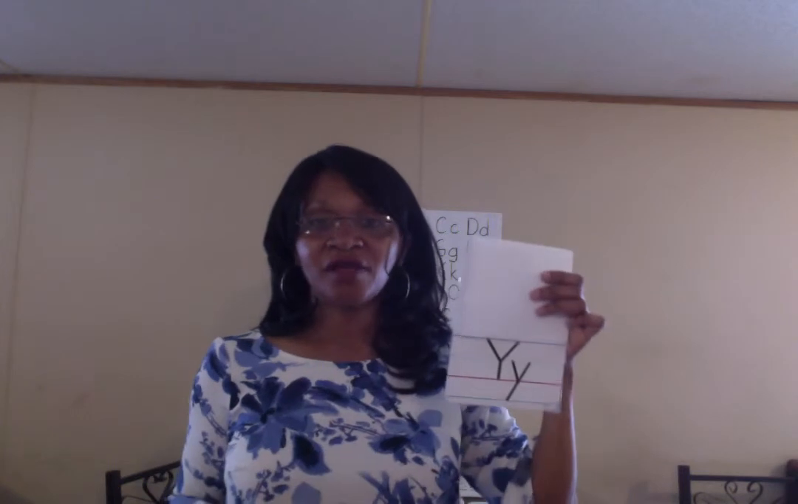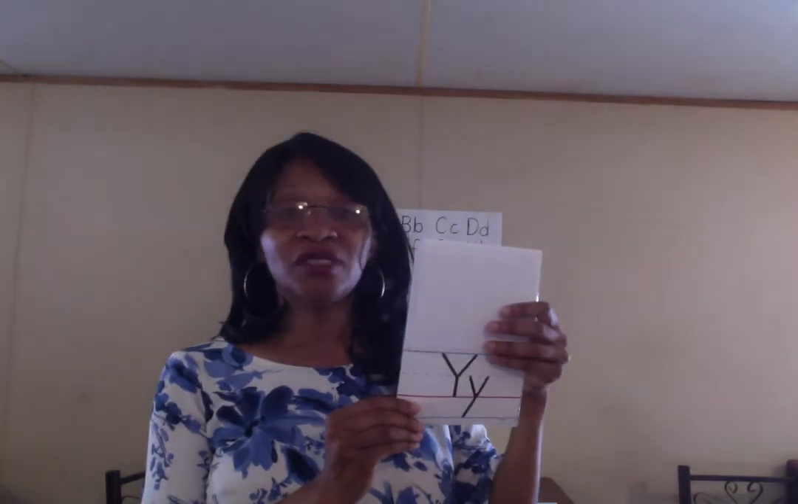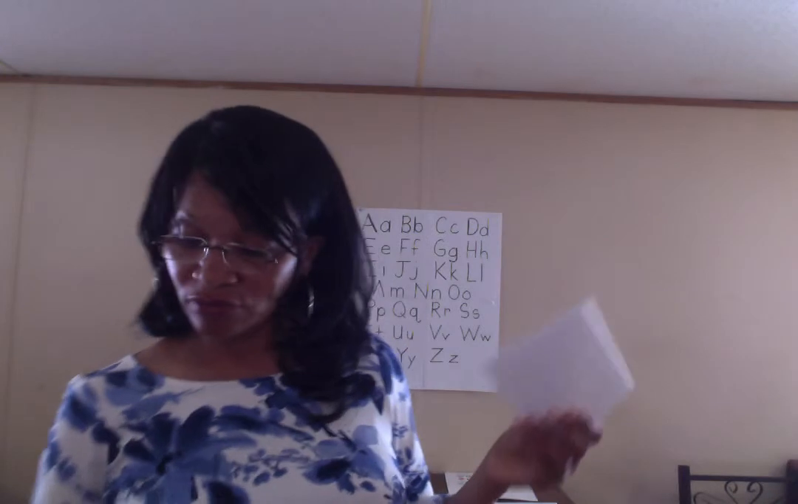Then this alphabet is Y. The sound that Y makes is ya. A word that starts with Y would be yellow or yo-yo. Here's a picture of a yo-yo.